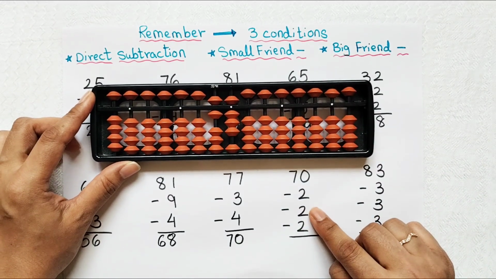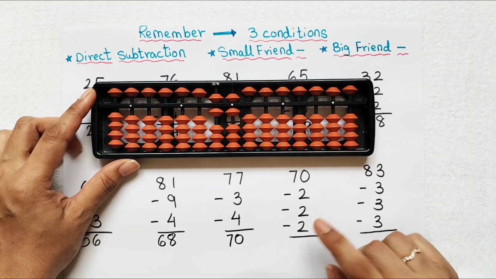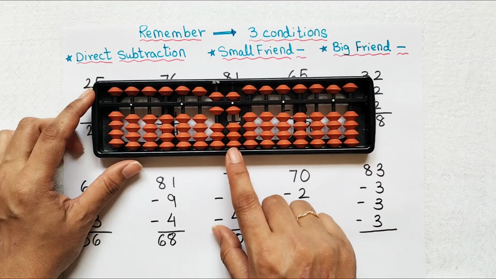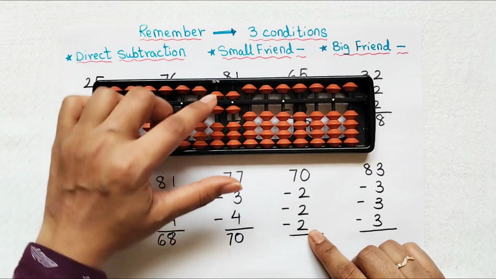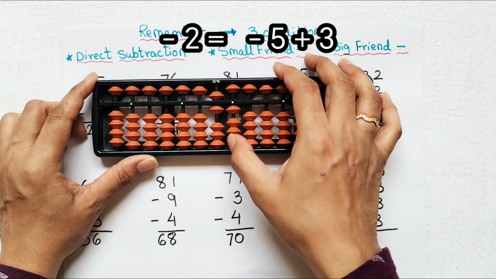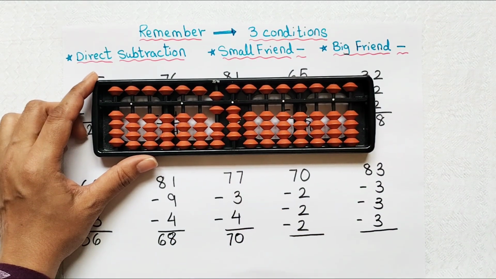Now again less 2. How will I do less 2? This is direct subtraction. Now again less 2. What will I do here? Can I do direct subtraction? No. So I have to use the small friend here. That is less 5 plus 3. My answer is 64.